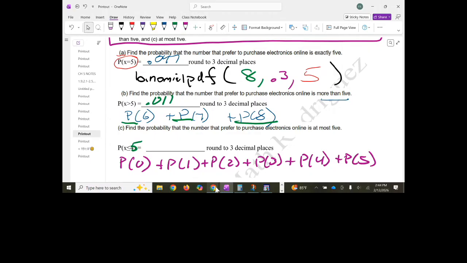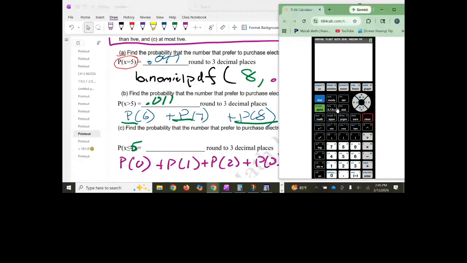On my calculator again, my friends, look, let me come back. I'm going to clear this guy out. Second vars. I'm going to scroll down one more time. Y'all, right underneath the binomial PDF, we have something called the binomial CDF. C stands for the word cumulative. Cumulative means we're adding them all up, like it's accumulating, right? So this is going to tell me how I can take all the numbers from 0 all the way to 5.